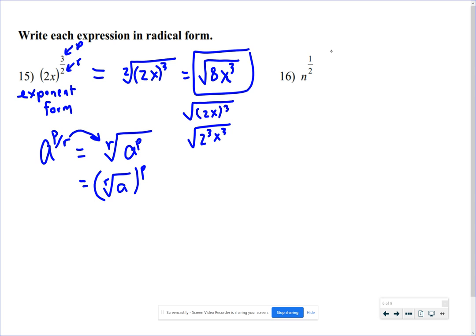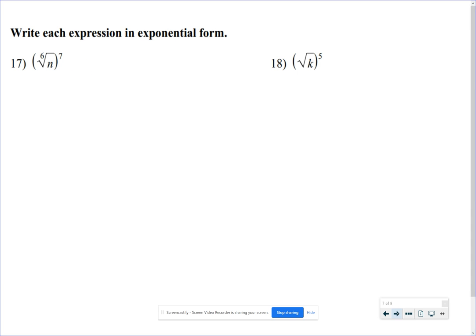In this case, p is 1, r is 2, so I have a square root again. We don't usually write the index of 2. I'm going to write it for now. I'm going to write that first power, but we don't usually write the index of 2, and we don't usually write the first power. A square root is the same as a 1/2 power. That's our radical form.